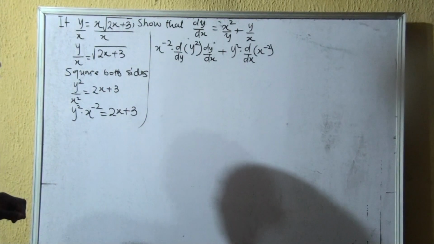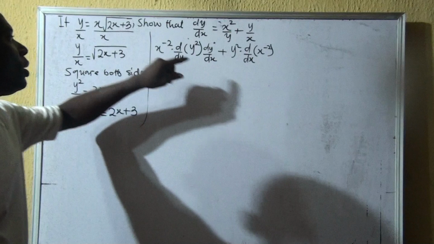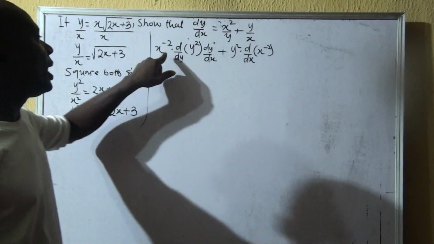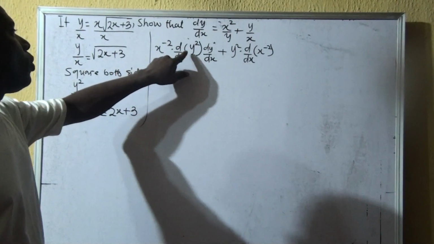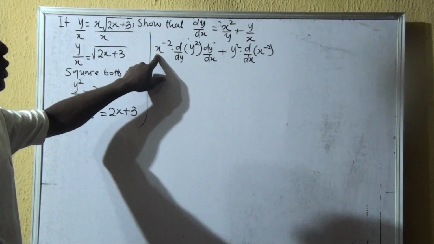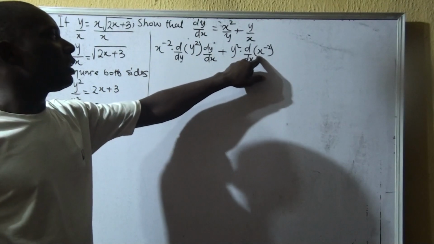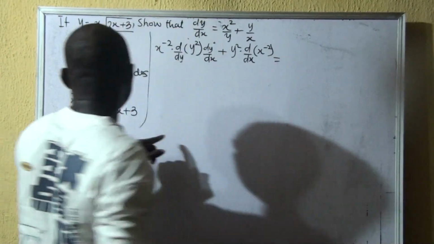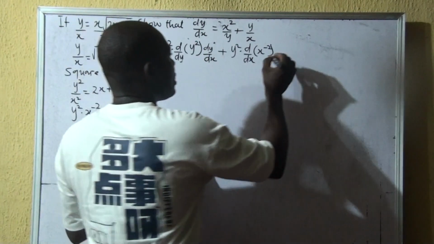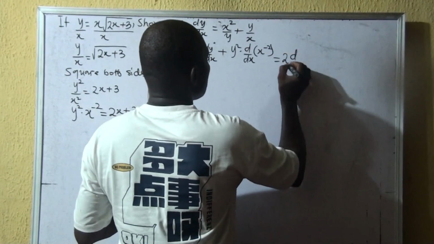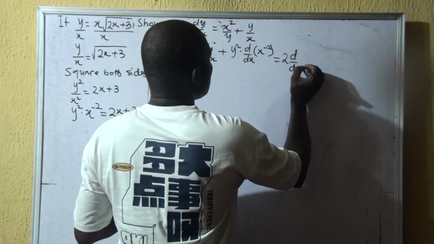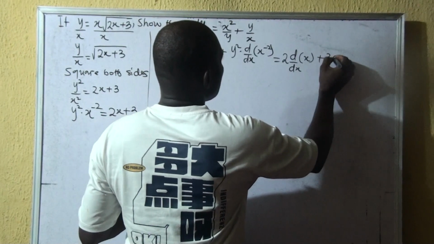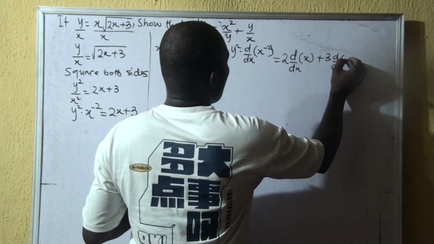So let's first of all show the expression. This is a product rule. You pick one and differentiate the other one. So you pick y, differentiate y, and multiply with x raised to power minus 2. Now you are differentiating with respect to x here, multiplied by y squared. Then on the right hand side, which is 2x plus 3, differentiate with respect to x. This becomes 2 times the derivative of x plus the derivative of 3.